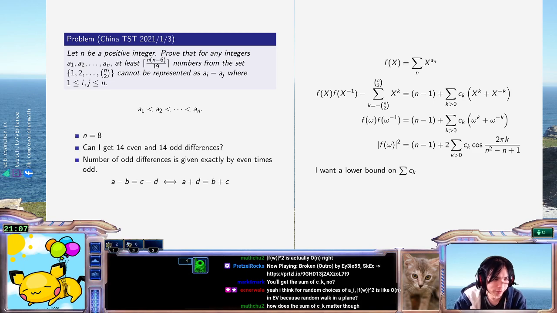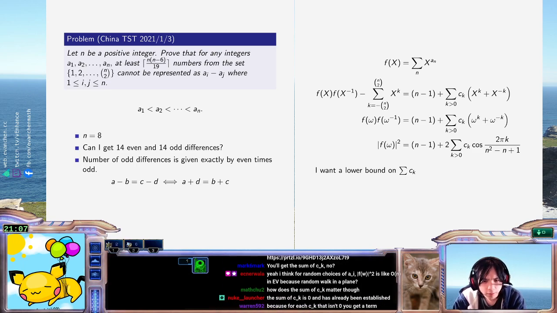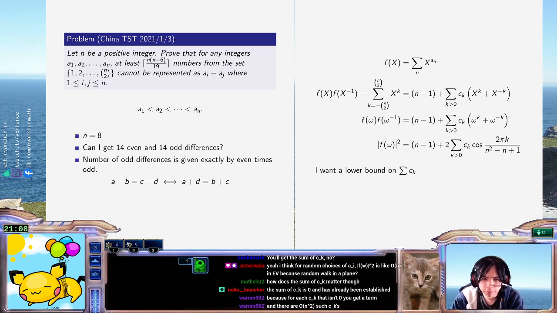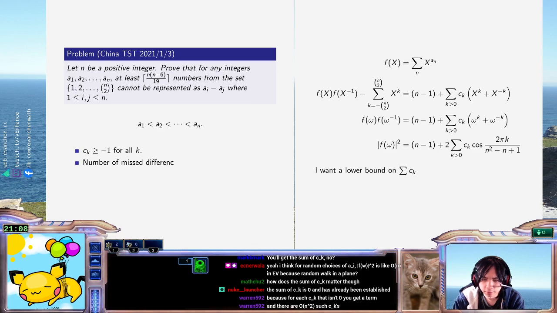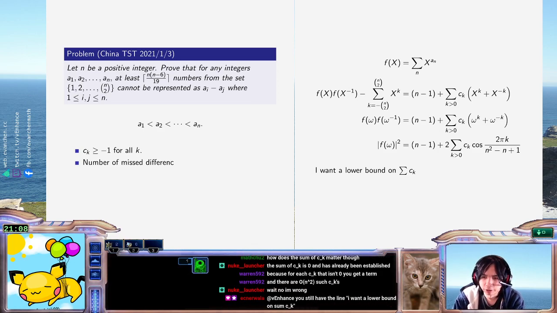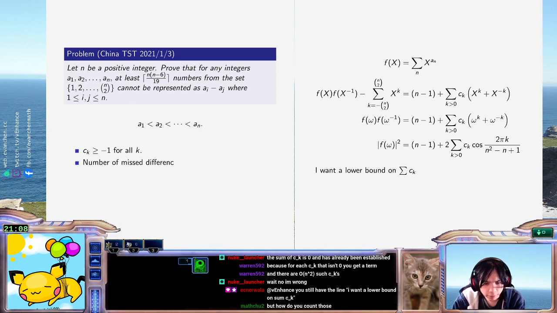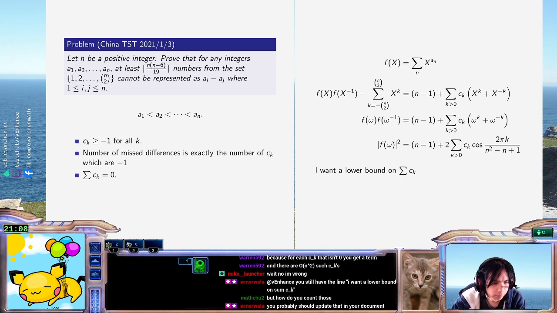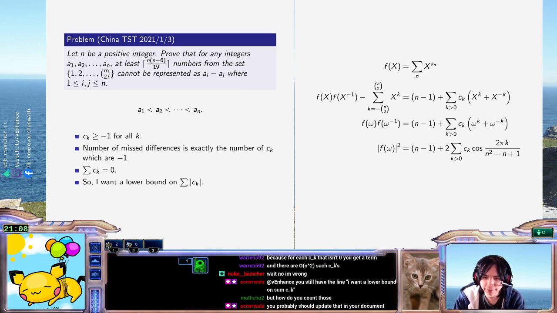Okay, here. Let me write this down because people keep asking. Every CK... so CK is at least -1 for all K. The number of missed differences is exactly the number of CKs which are -1. And finally, the sum of CK is equal to 0. I want a... Oh, sorry. Absolute value. Yeah. So, I want a lower bound on CK. Yeah, basically you have a bunch of things that are -1 and some positive things. How do you count this?